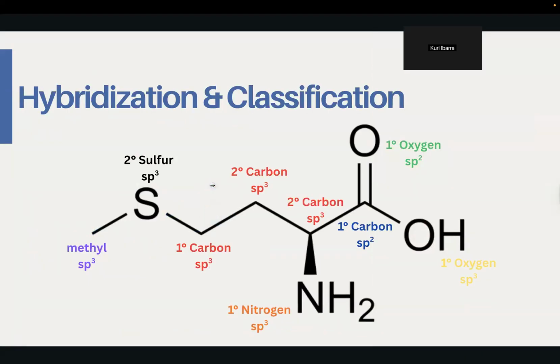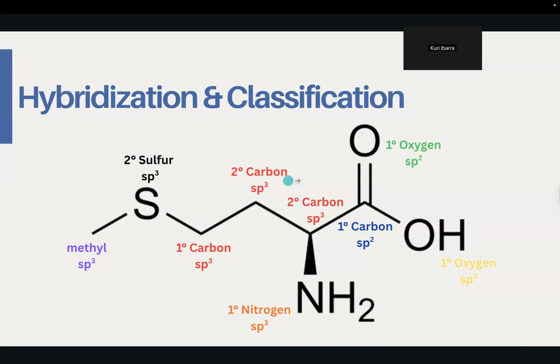When we look at the Lewis structure of methionine, every atom satisfies the octet rule with no formal charges, meaning that it's a neutral state. As one can see, I have labeled each atom with its hybridization and classification based on what's attached to each atom. Based on the classifications, the purple carbon is considered just an sp3 methyl group with no classification since it is not directly attached to any carbons. Next, the sulfur is sp3 hybridized with a secondary classification because it is attached to two carbons.